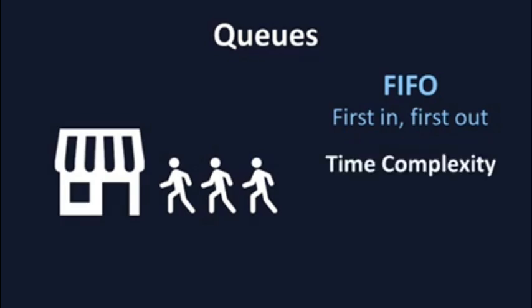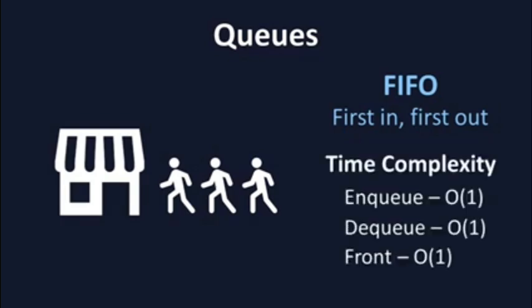Queues have very similar operations to stacks, which are called enqueue, dequeue, and front. Enqueue is like push for a stack, and is when a new element is added to the back of the queue. Dequeue is like pop for a stack, and is when the element on the front of the queue is removed. And front is like peek for a stack, and is when you take a look at the frontmost element in the queue.